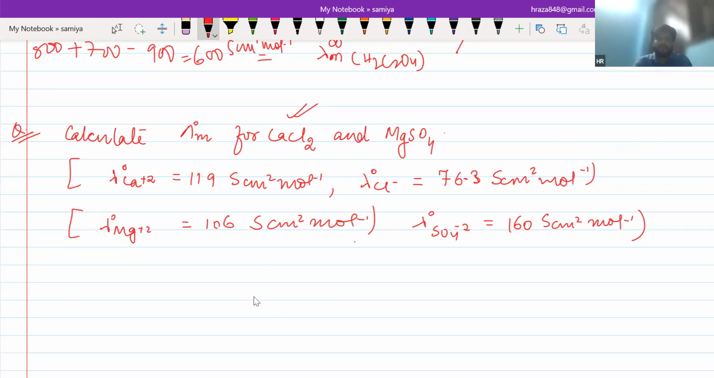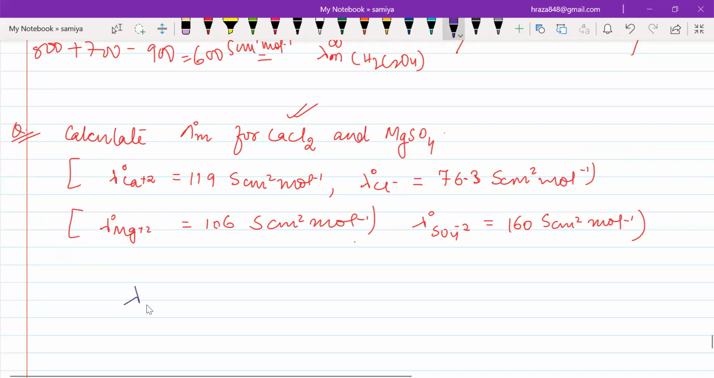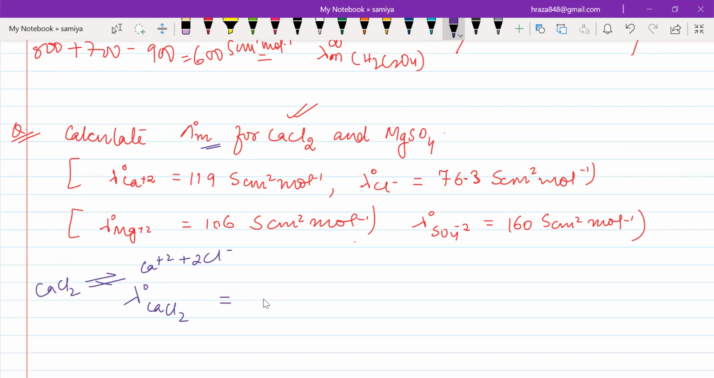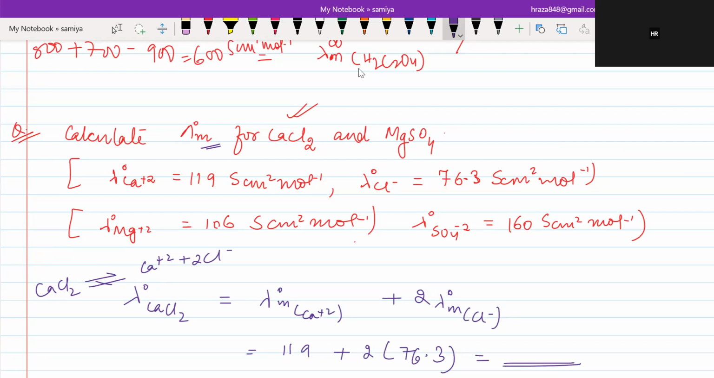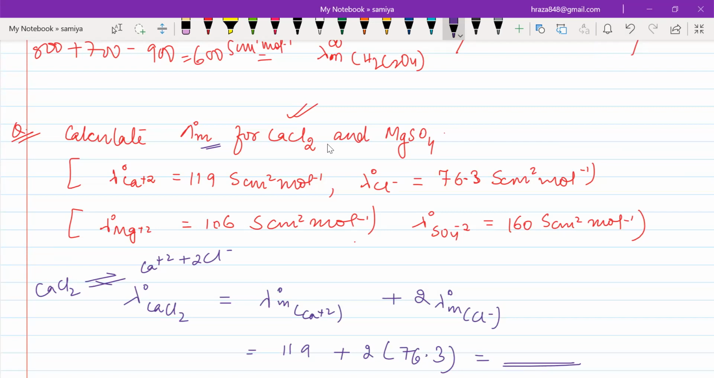So it's very easy. If you are going to do this, you can see lambda naught m of CaCl2 will be equal to, if you dissociate it, since we are talking about M, which is for molarity, Ca^2+ plus 2Cl^-, yes or no? Yes, sir. So lambda naught m for Ca^2+ plus 2 into lambda naught m Cl^-. So lambda naught of Ca^2+ has a value of 109 plus 2 into 76.3. You can calculate this. Yes, Samia, are you ready? Yes, sir. So please do this and let me know when you're done, and I'll give you another question.